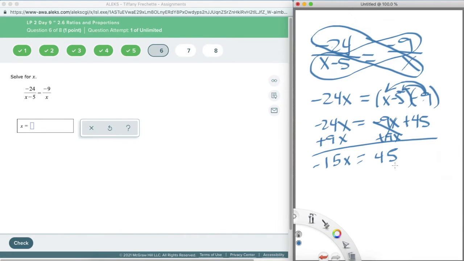All right, last step here. I'm multiplying by negative 15, so I'm going to divide by negative 15 on both sides. 15 divided by 15 cancels out, and I have x equals 45 divided by negative 15. Well, I know it's going to be negative because it's a positive divided by a negative. And then 45 divided by 15 is 3.